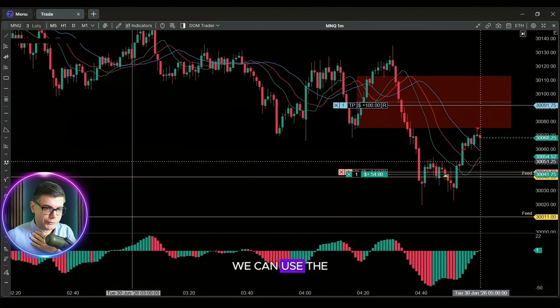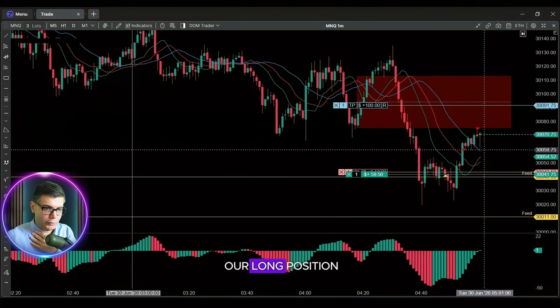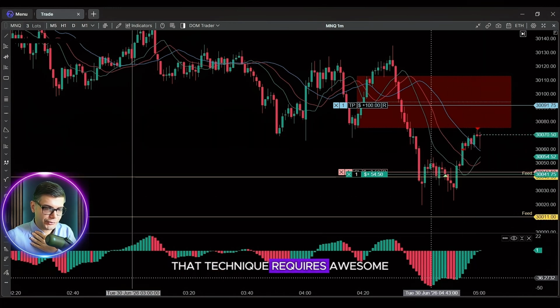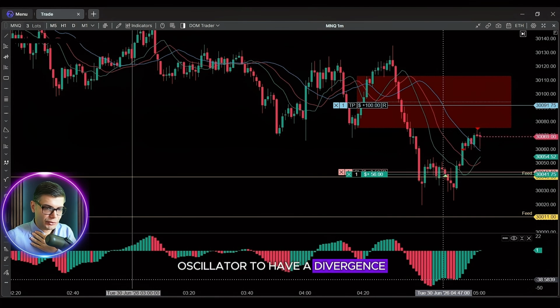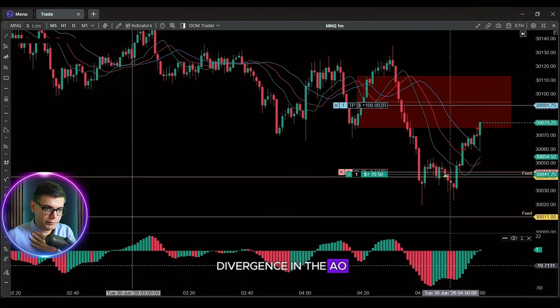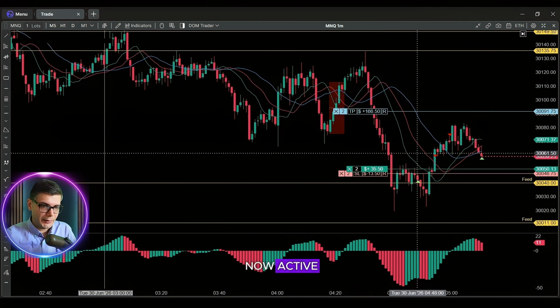We can use the red line or the green to add to our long position. However, that technique requires the Awesome Oscillator to have a divergence. We don't have any divergence in the AO. That's why I would rather not, but we can try. The second trade is now active.